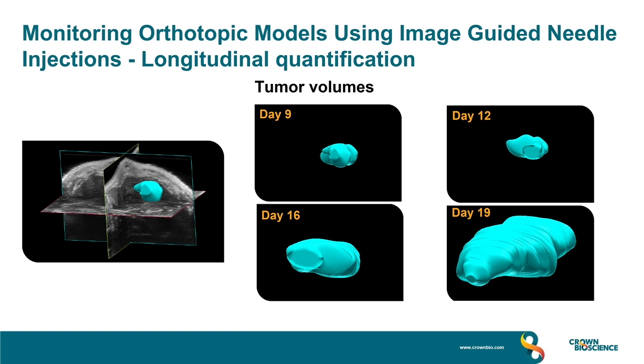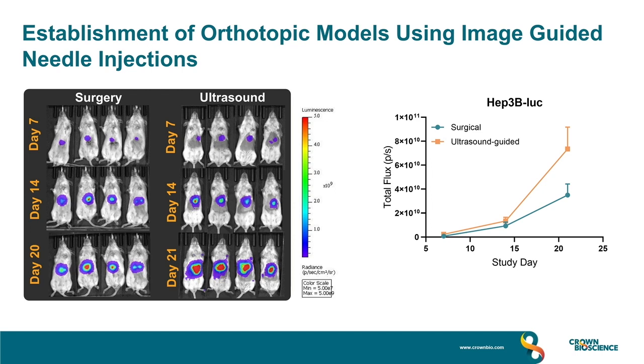The data we have shown is actually using a BLI cell line. We just want to run a quick comparison between the surgical and the ultrasound. Both methods produce very nice tumor growth, and they can be tracked with BLI and ultrasound, and the survival is extremely good, and the mice recover extremely fast using ultrasound injection.